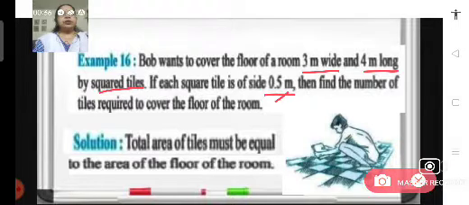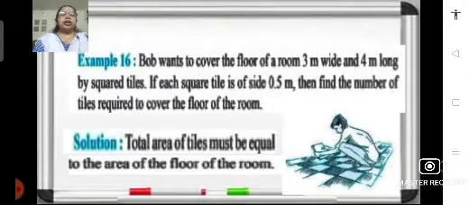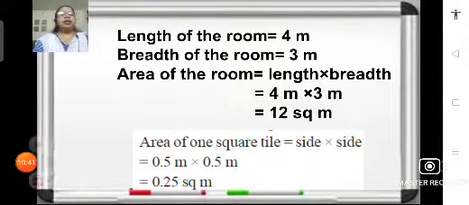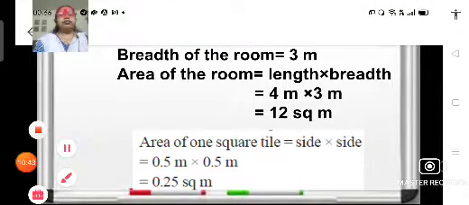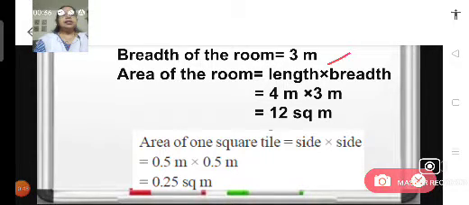Let's see how we solve this problem. So, total area of tiles must be equal to the area of the floor of the room. So, we have length of the room as 4 meters, isn't it? And breadth of the room as 3 meters. So, what will be the area of the room? It is length into breadth, that means 4 meter into 3 meter. So, 12 square meter is the area of the room.